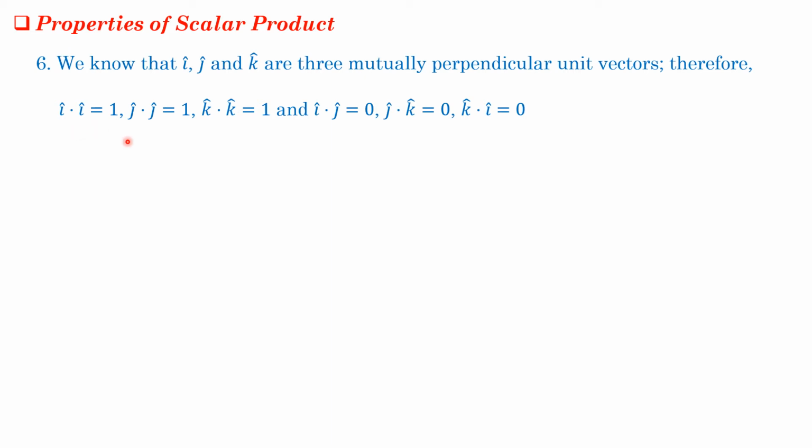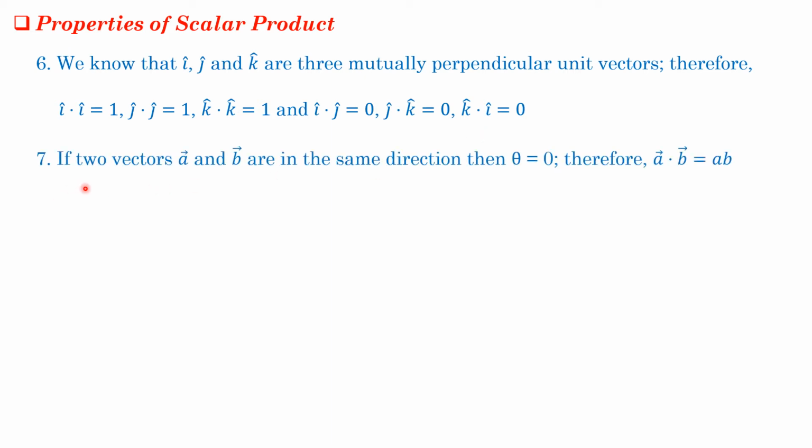In a similar way, j dot j is also equal to 1, and k dot k is equal to 1, so all of these three results are equal to 1. But i dot j is equal to 0. Why is it equal to 0? Because i and j are perpendicular unit vectors, and the dot product of perpendicular vectors is equal to 0. So i dot j equals 0, j dot k equals 0, and k dot i is also equal to 0. You understood this?